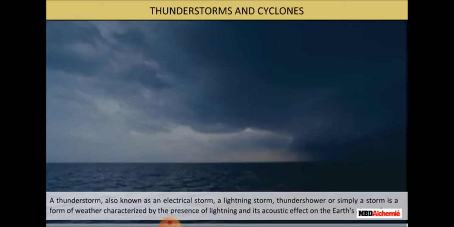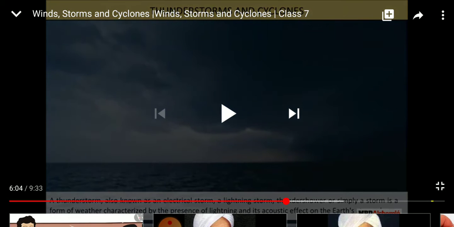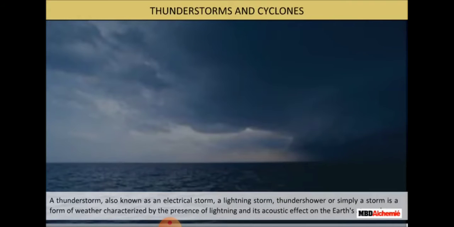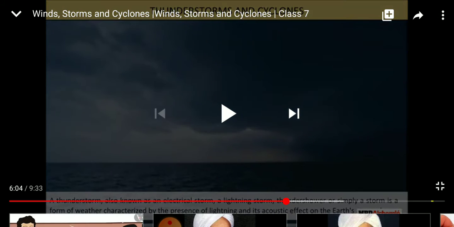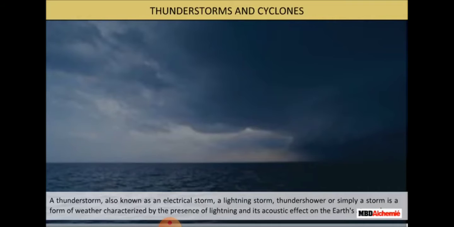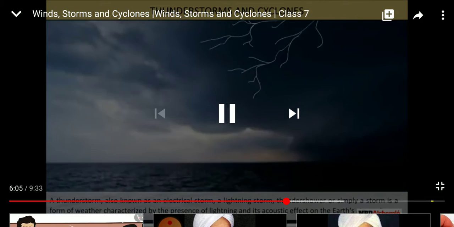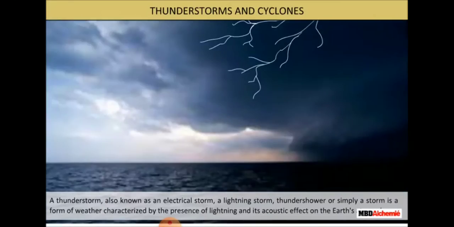Now we will discuss the next topic, that is thunderstorm and cyclone. Firstly we will discuss about thunderstorm. What are thunderstorms? Thunderstorms are also known as an electrical storm or a lightning storm. A thunderstorm, or simply a storm, is a form of weather characterized by the presence of lightning and its bad effect on the earth's surface. So again, a thunderstorm is a storm with lightning and thunder. You can see that in this animation.